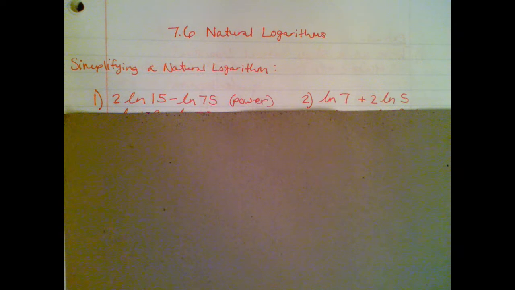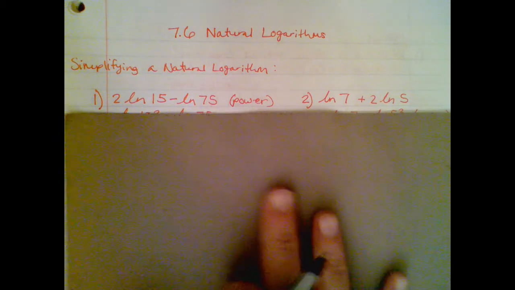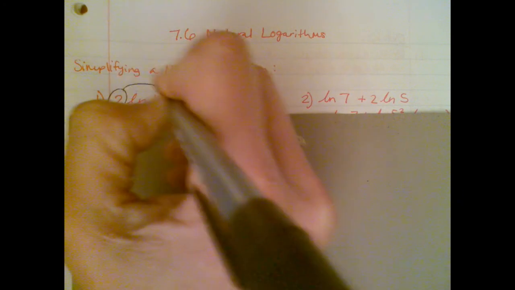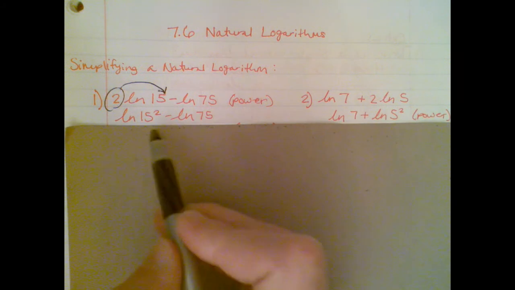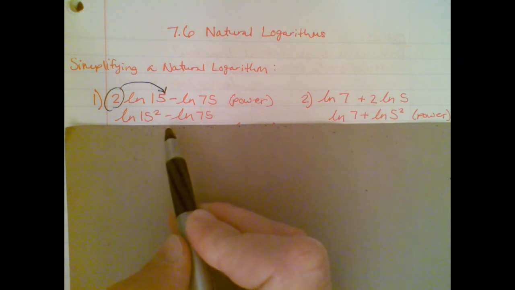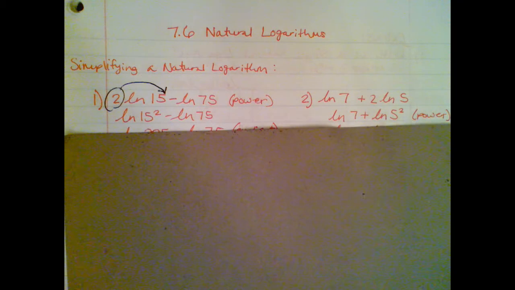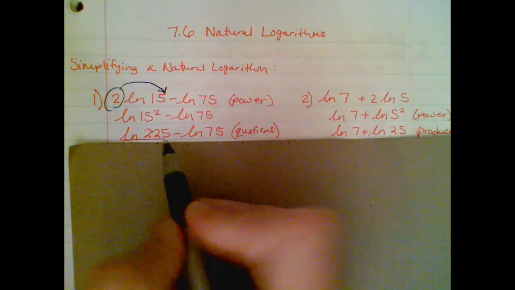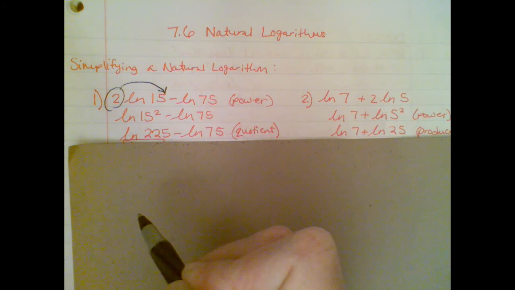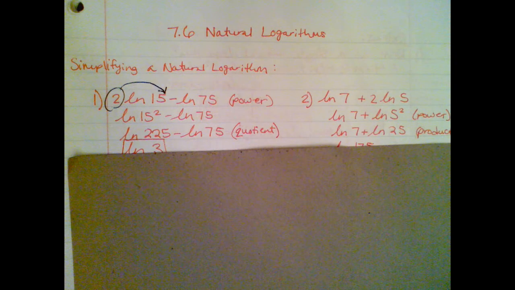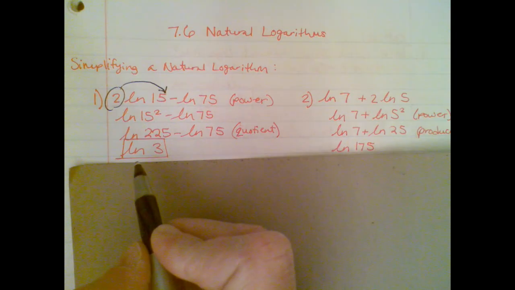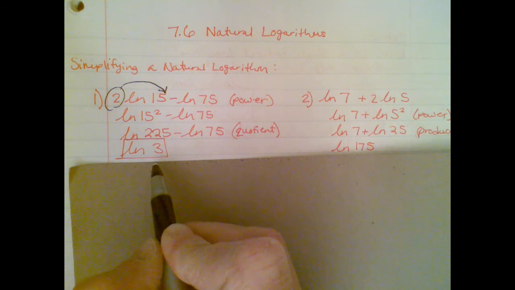So for this first one, we have 2 natural log of 15 minus natural log of 75. To start off with, notice how there is a coefficient, so we're going to put that as an exponent. So we'd have 15 squared, so we use the power property, and then from there we can take 15 squared, which is 225, and then they are subtracting, so we need to go ahead and divide and use that quotient property. So then we're going to take 225 divided by 75 and get 3. So our final answer is a simple natural log: the natural log of 3.